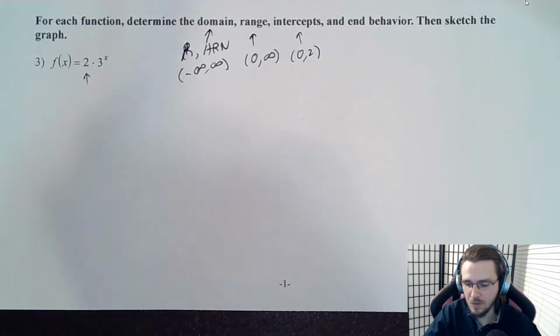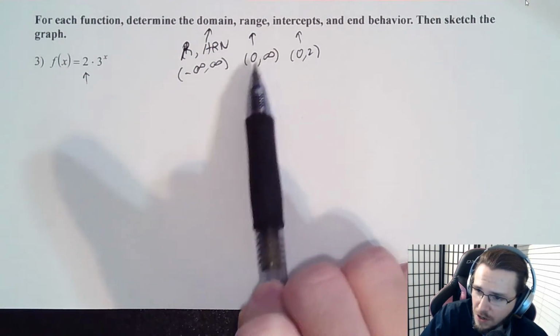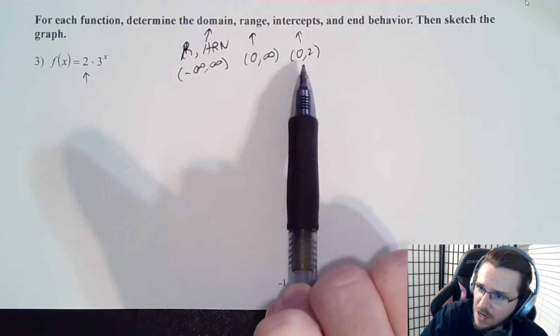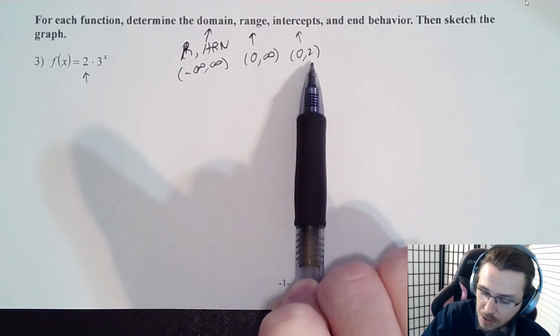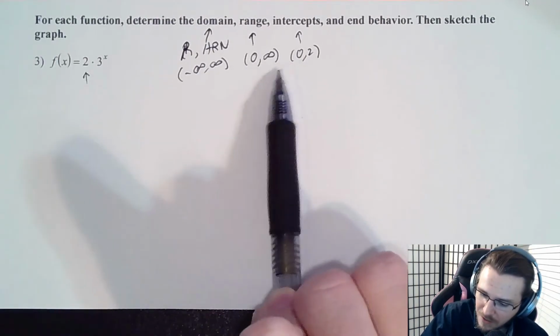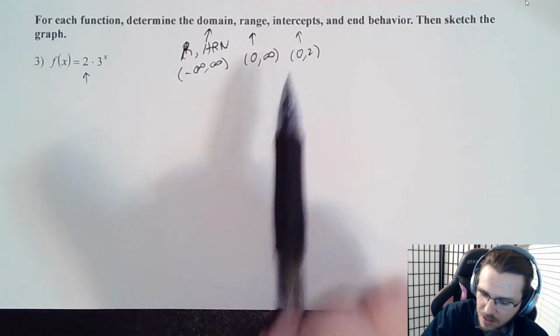I'm going to pause here and remind you that this is a coordinate and this is a range of values. This says all numbers between 0 and infinity, and this one says just the coordinate 0 comma 2. There's a big difference there. Even though they look similar, they're totally different things. These are all a bunch of y values.